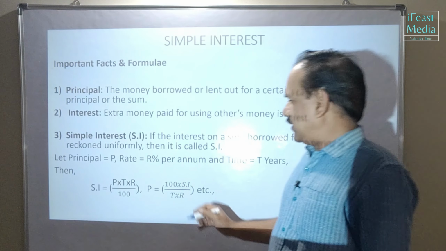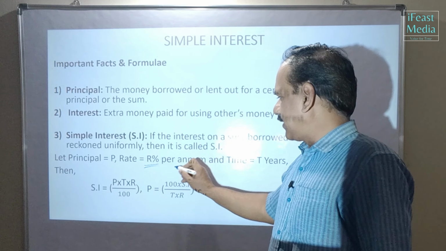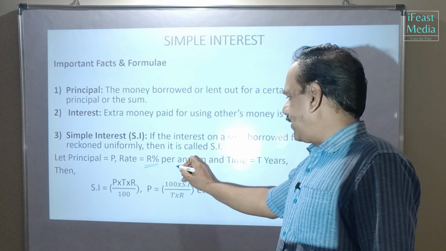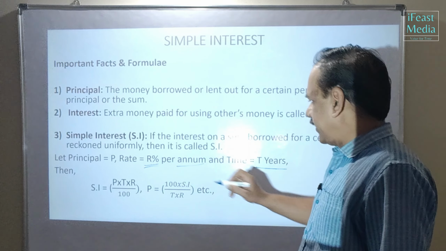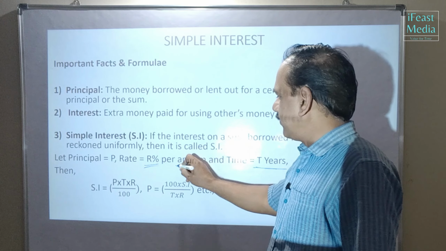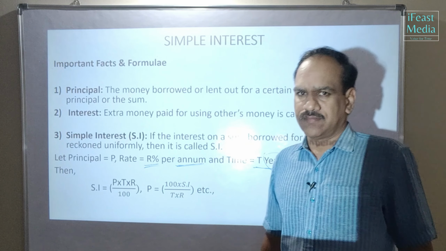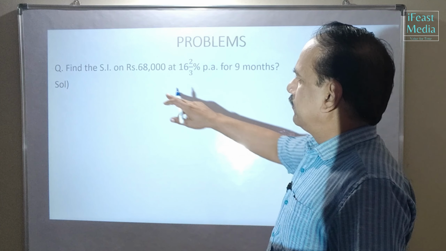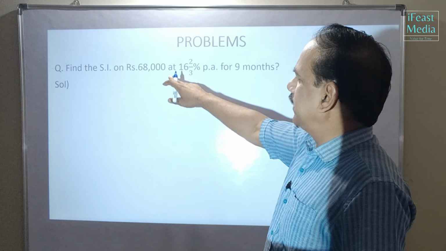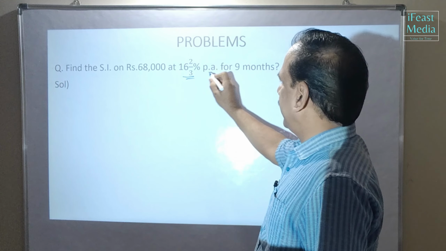So the most important thing here is if the rate of interest R is calculated or given per annum, then T should be number of years. If rate of interest is considered for month, then T should be number of months. So like that.